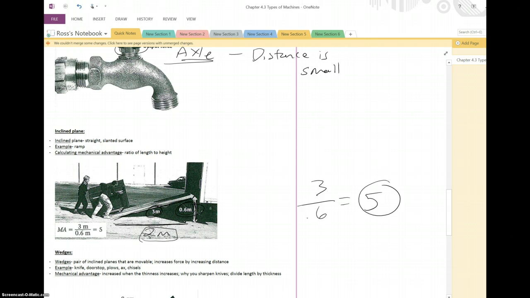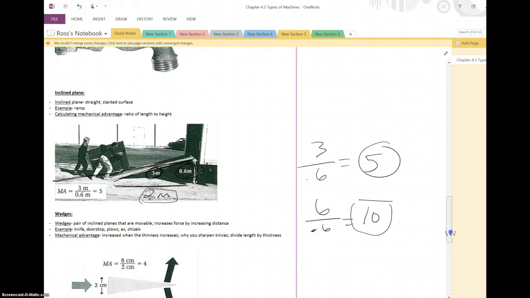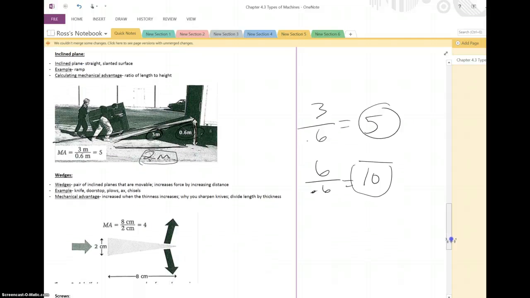If I asked you how could you make this inclined plane even better, it would be taking this inclined plane and extending it all the way back to here, right? So that it's a much more gentle slope. So maybe this would go to 6 meters, right? And if this was instead 6 divided by 0.6, it would equal a mechanical advantage of 10 by doubling the length of that plane. So inclined planes we've talked about, we've used them all the time.